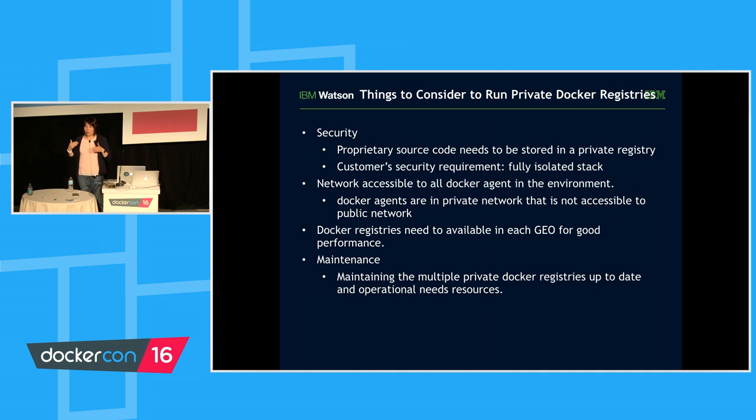Also, we have multiple offerings, like multiple geos. We have the full stack of Watson Developer Cloud running in the US and set up in London and Australia. And we also have a full stack running in Asia Pacific. So think about trying to pull a Docker image when you are in Asia. Pulling the Docker image from the Docker registry in the US is really not possible, given how slow the network is. But running multiple Docker registries, keep in mind, also means you need headcount, resources to maintain it and make sure it's up to date. Docker is still being developed and newer versions keep coming up, so you have to keep them all up to date and operational.